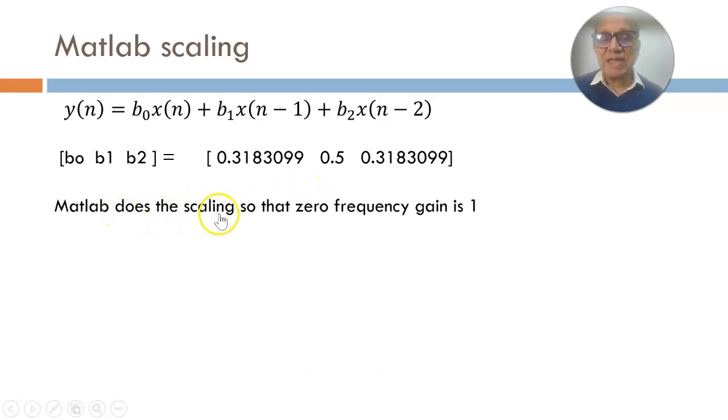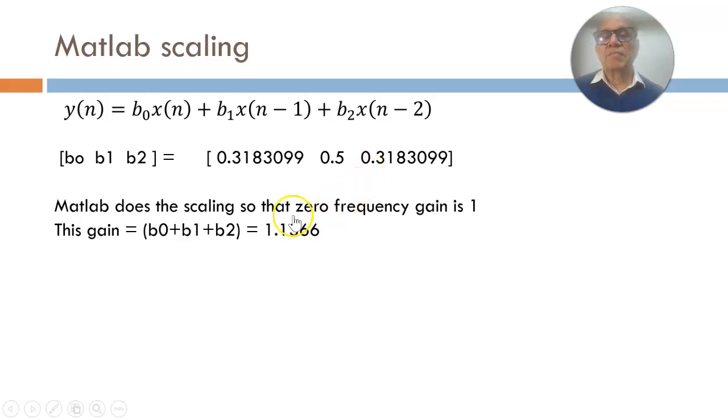MATLAB does the scaling so that the zero frequency gain is 1. Now, when you obtain the coefficients analytically, the zero frequency gain in general will not be equal to 1. And it's easy to show, if you take the Fourier transform of both sides and put frequency equal to 0, that the gain for zero frequency is simply B0 plus B1 plus B2. So when these are the coefficients, the gain is the summation of these three terms and you get 1.1366. That is the zero frequency gain if you use the coefficients which were obtained analytically.